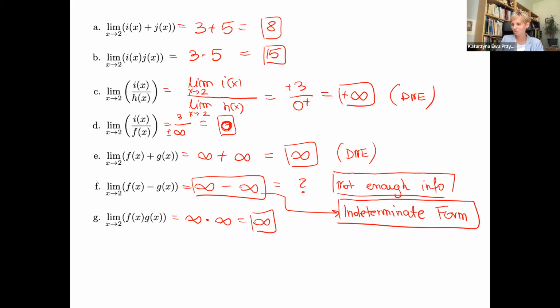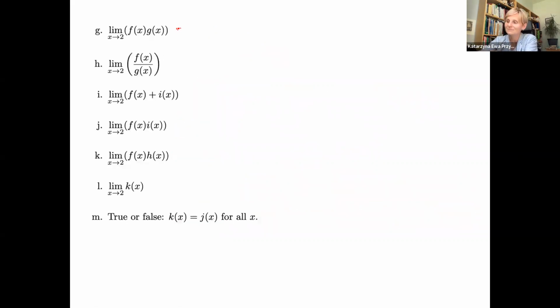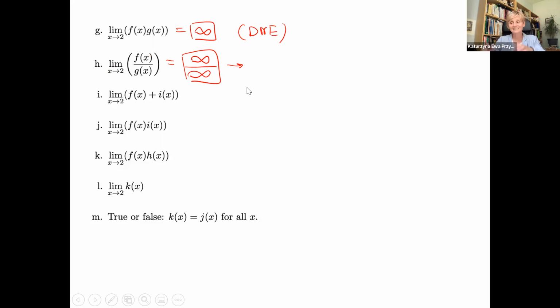Oh, did I copy g? Okay, infinity times infinity. I can say this is infinity. Yeah, that's not a problem. Still does not exist. Or function f of x goes to infinity as x goes to 2 and function g of x goes to infinity, and we divide. That's another indeterminate form. Yes, this one we don't know. Dividing, yes, we don't know.